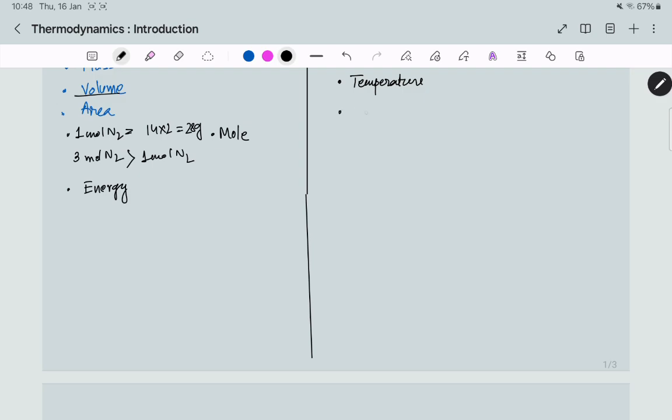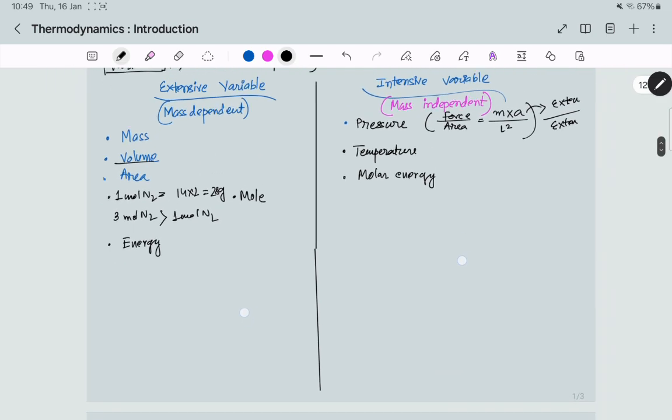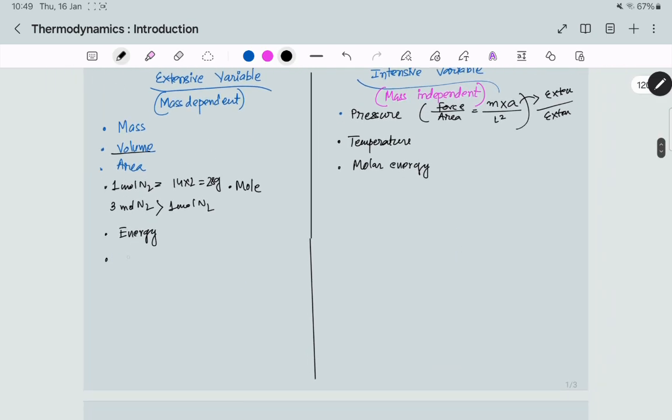Okay, now if we are writing molar energy, we are using the term molar, that means we are fixing the amount, the mass, so it will be our intensive. Now enthalpy and molar enthalpy. Enthalpy, what is enthalpy? Enthalpy is also an energy term. It is one type of energy. We will study later about enthalpy.